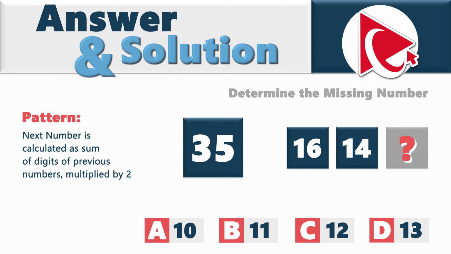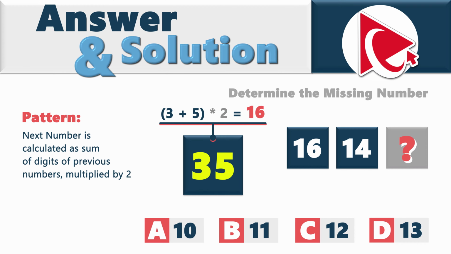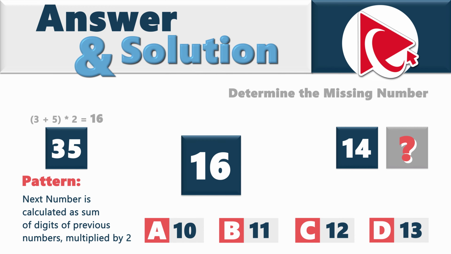Let's look at the first number. First number is 35. Its digits are 3 and 5. 3 plus 5 equals 8, multiplied by 2 equals 16. Let's go to the next number so we can continue the sequence. 1 plus 6 equals 7, multiplied by 2 equals 14.